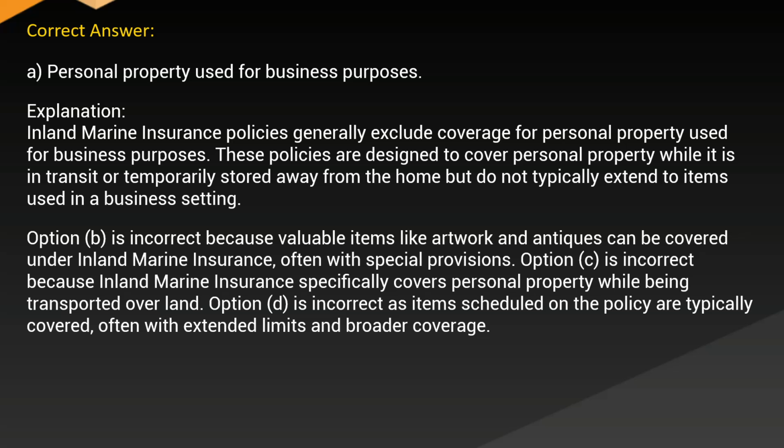Option B is incorrect because valuable items like artwork and antiques can be covered under inland marine insurance, often with special provisions. Option C is incorrect because inland marine insurance specifically covers personal property while being transported over land. Option D is incorrect as items scheduled on the policy are typically covered, often with extended limits and broader coverage.